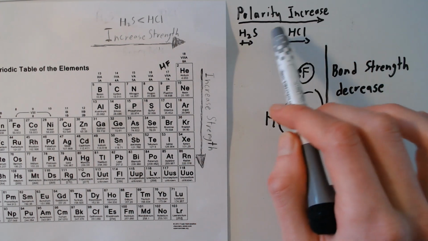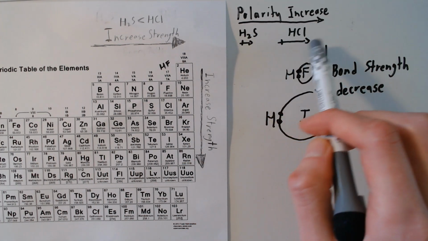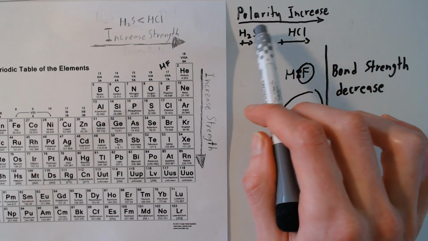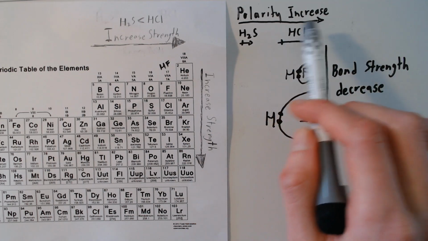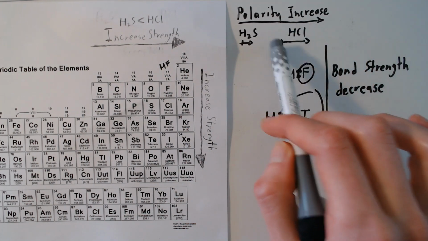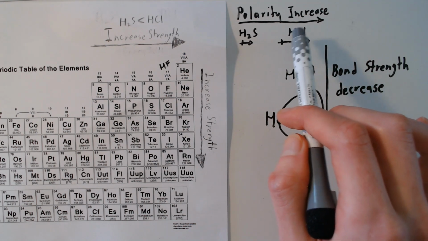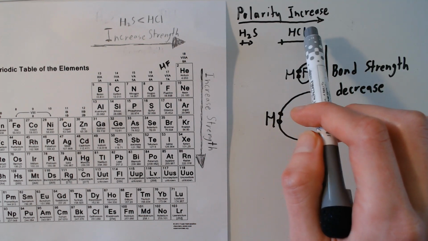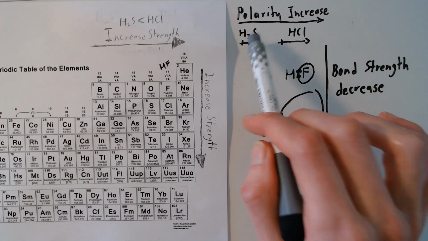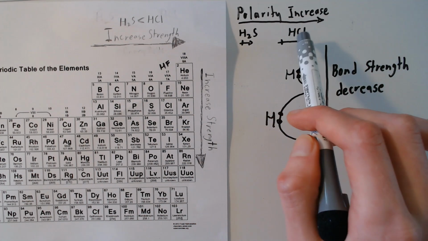And because the HCl is more polar, the water molecules attract more strongly to this more polar molecule than to this less polar molecule, because water is polar itself. And since water attracts better to HCl, it can rip off these H's much better, and therefore the HCl dissociates in water much more than H2S, making HCl the stronger acid.